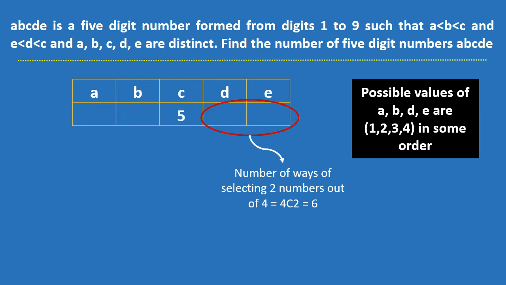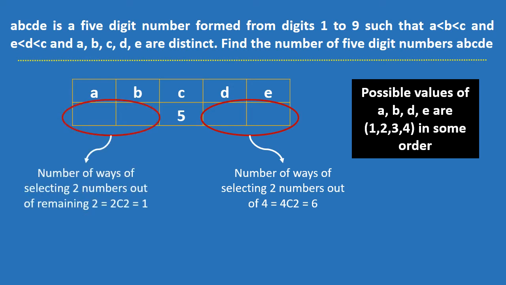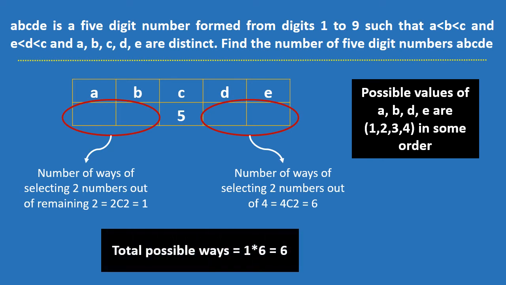Well, now that D and E are filled up, we are left with filling up A and B. We have 2 numbers to fill up 2 values A and B. This can be done in 2C2 ways, which is equal to 1 way. So the total possible values for A, B, C, D, E when C is equal to 5 is 1 into 6, that is 6.